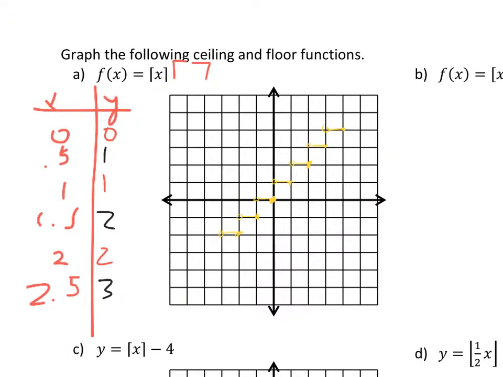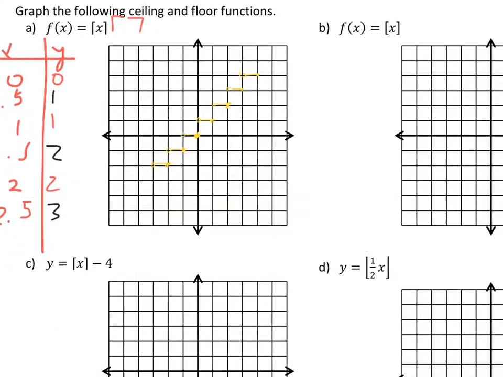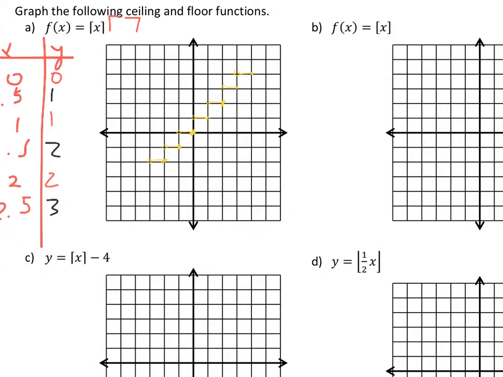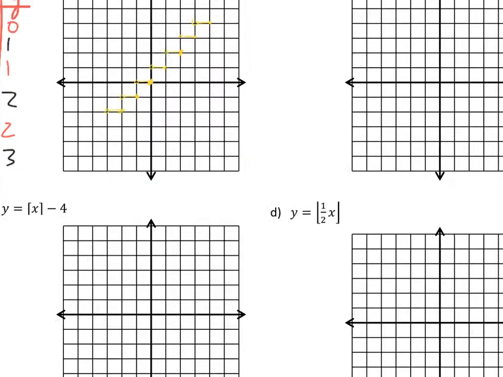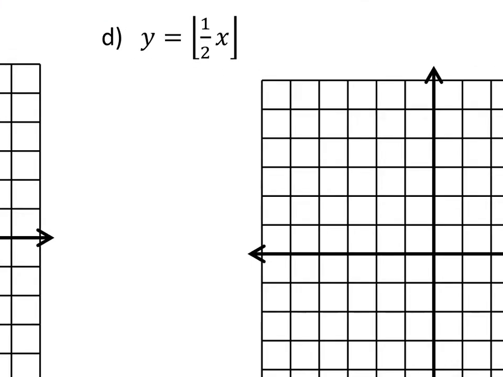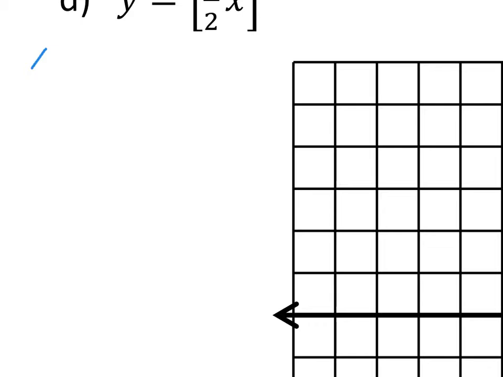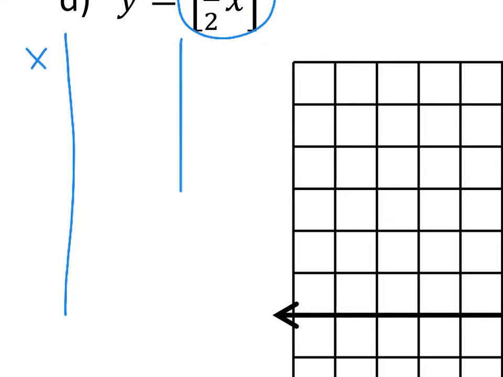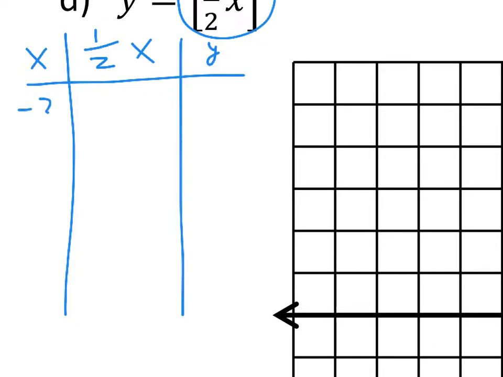And we're done with A. I'd like you to do B and C on your own, and we'll come together and do a floor one. So let's do D together. Again, I'm going to start with my table of values. Since I have multiple things happening within the step function, I'm going to use 3 columns to make it easier. Again, I'm going to start with some easy numbers and then work towards maybe getting some decimals. So let's do -2, -1, 0, 1, 2, and see if that's enough.